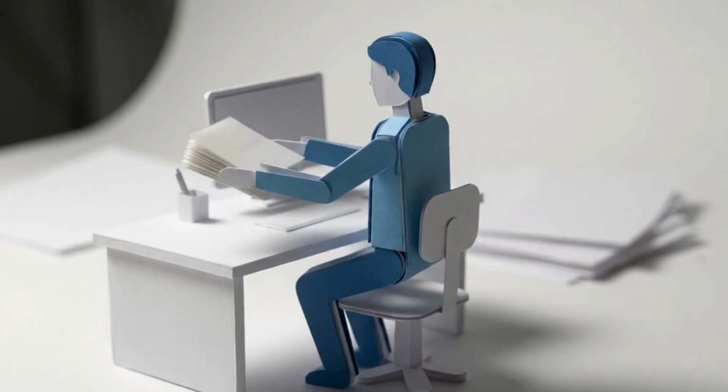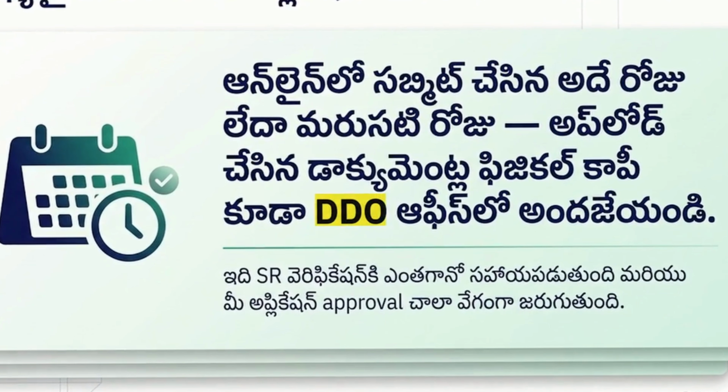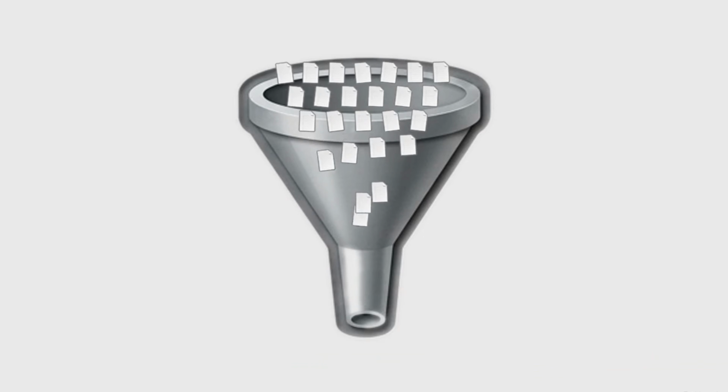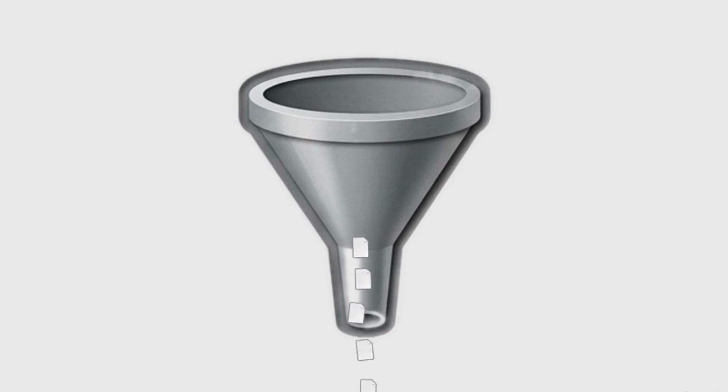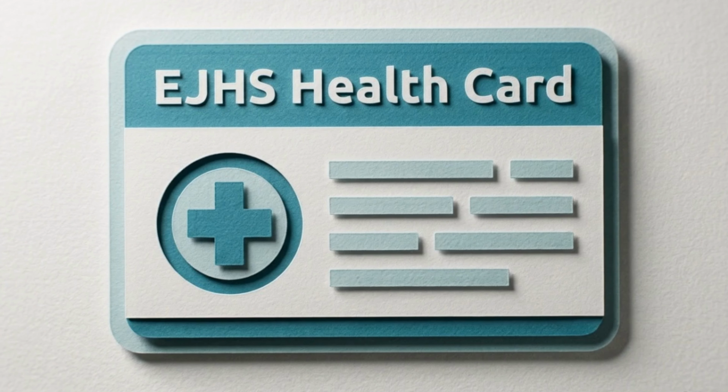As the text on this advisory clearly states, you can accelerate the approval by physically handing the printed copies of your application and evidence to the DDO office the same day or the very next day. Handing them the physical paperwork instantly clears the SR verification bottleneck. Combining a precise online submission with proactive document delivery is the fastest possible way to get your family's EJHS health cards issued and active.